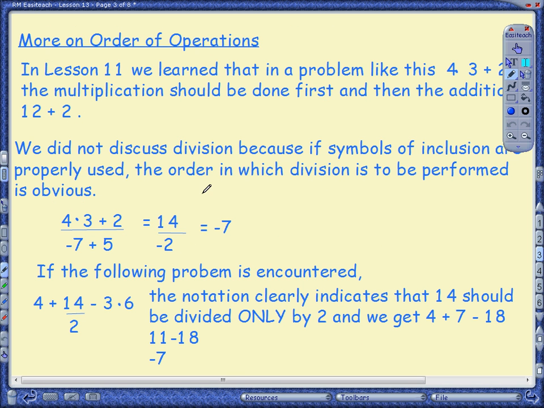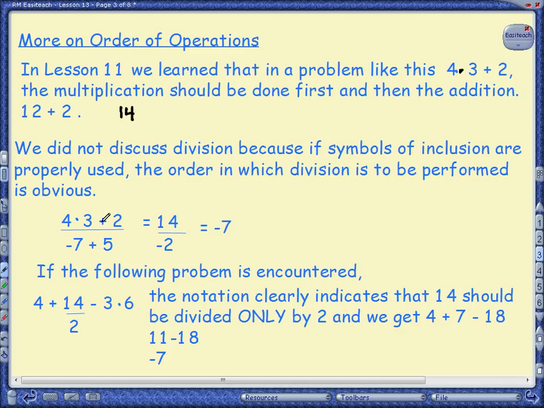In lesson 11, we learned problems like these, and you can't see the times sign there, but it's there. 4 times 3 plus 2. The multiplication should be done first, and then the addition. So we did 4 times 3, got 12. If we add it to 2, we'd have 14. We did not discuss division because if symbols of inclusion are properly used, the order in which the division is to be performed is obvious.